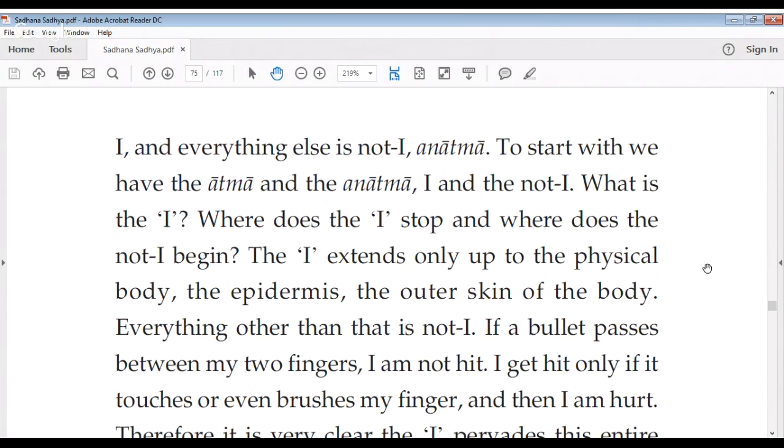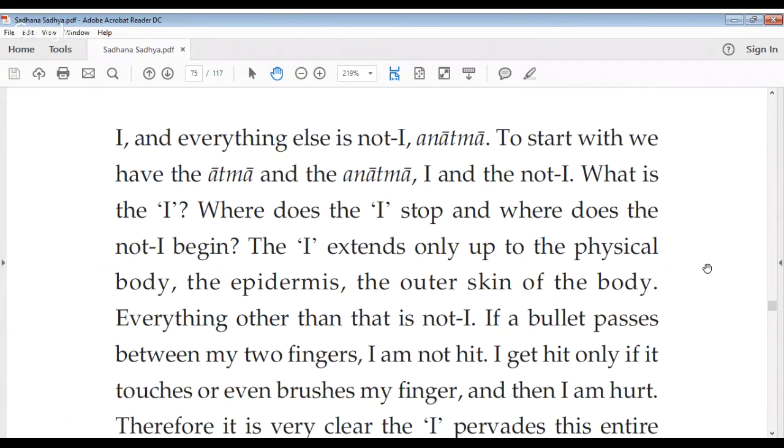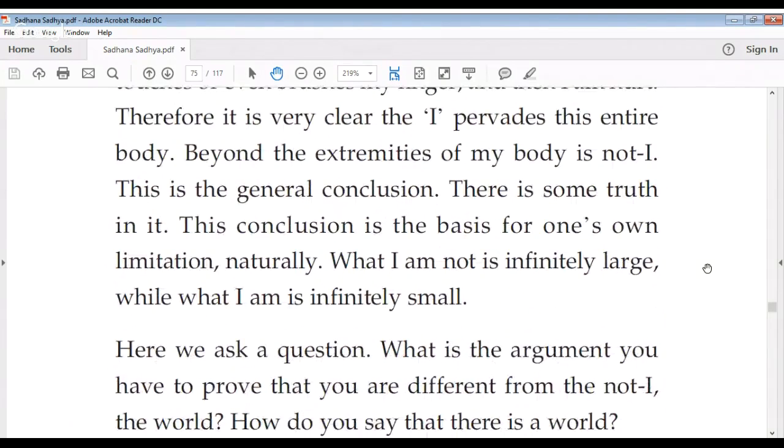The I extends only up to the physical body, the epidermis, the outer skin of the body. Everything other than that is not I. If a bullet passes between my two fingers, I'm not hit. I get hit only if it touches or even brushes my finger, and then I'm hurt. Therefore, it is very clear the I pervades this entire body. Beyond the extremities of my body is not I. This is the general conclusion. There is some truth in it. This conclusion is the basis for one's own limitation naturally. What I am not is infinitely large, while what I am is infinitely small.